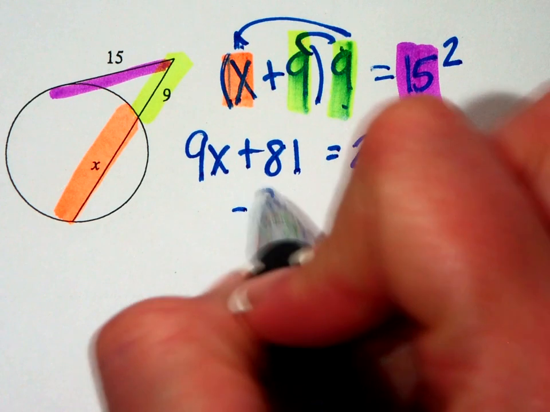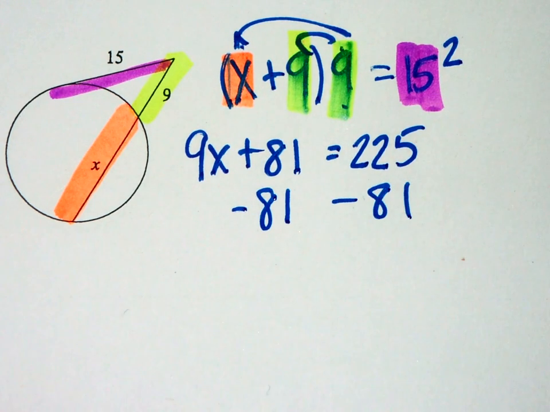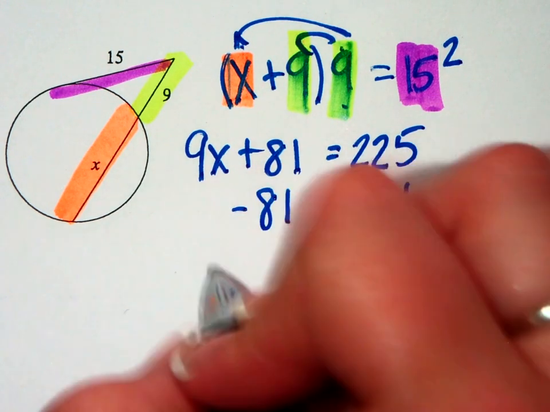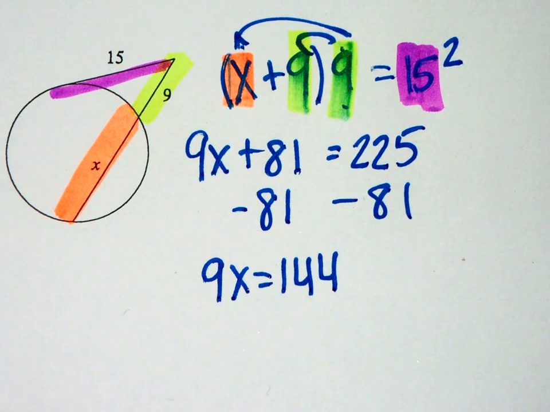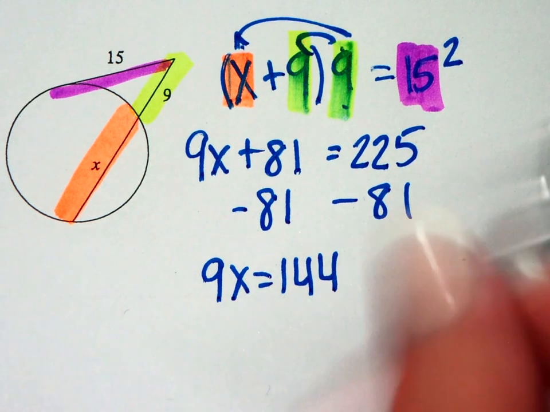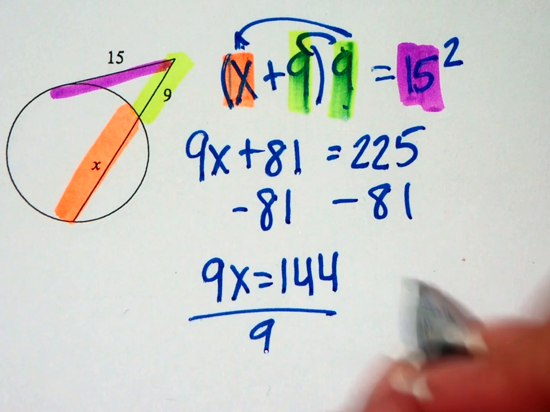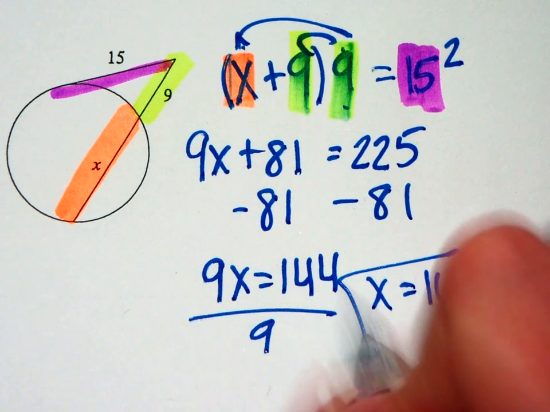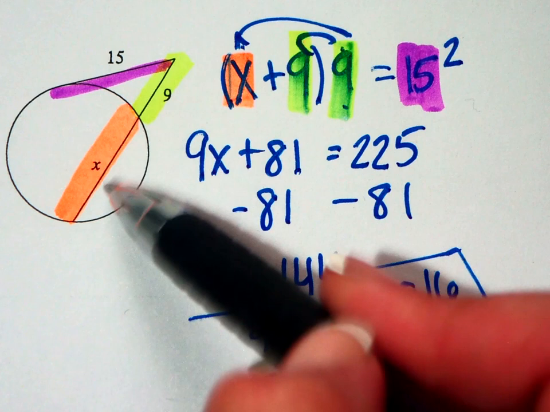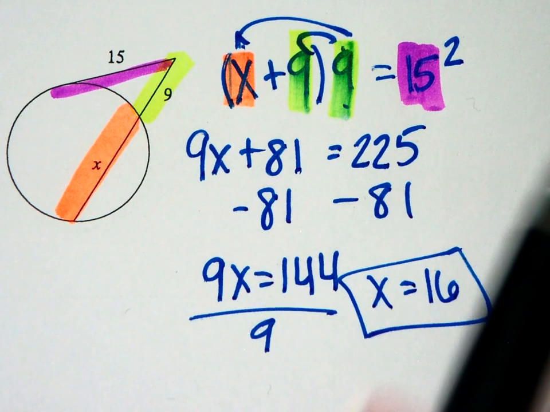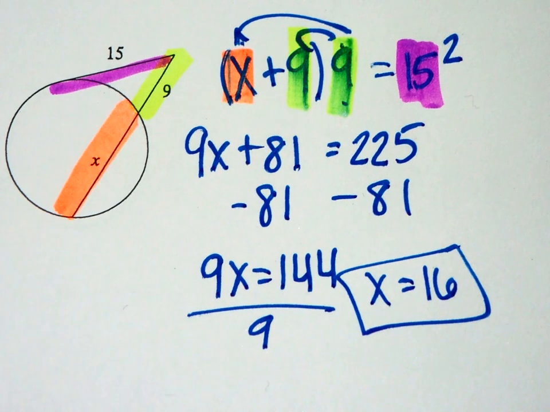I'm just going to continue and solve for x. Subtracting 81, 9x equals 144. When I divide by 9, I get an answer of 16. So notice the similarities between this example and the previous. We still are adding our secant pieces together, but now we're doing tangent squared instead of adding again, because notice how there's nothing inside the circle. So the formula is basically the same.